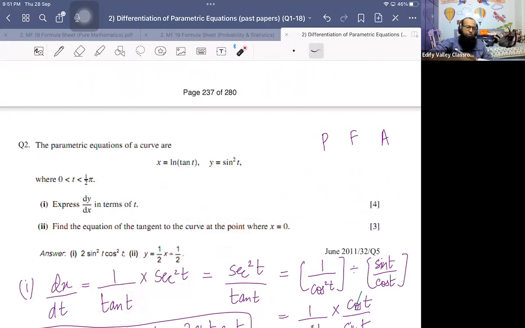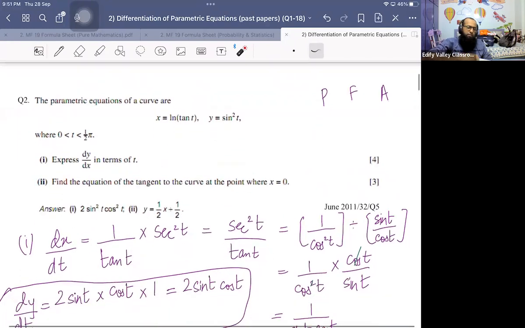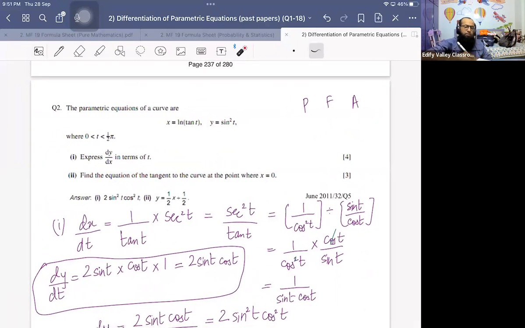Then we have got dx by dt, which is sec square t over tan t. Although over here it's not written that we need it in terms of sine and cos. Had it been written, then we would have simplified. Even if we do not simplify and give it in any other terms, then also it can work because it's not mentioned. But usually at times we have to show and simplify it.